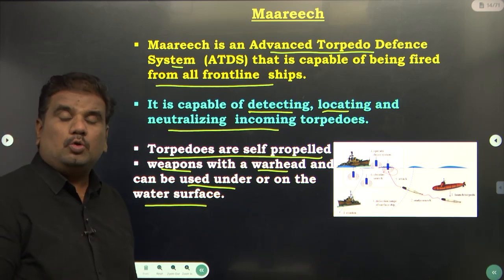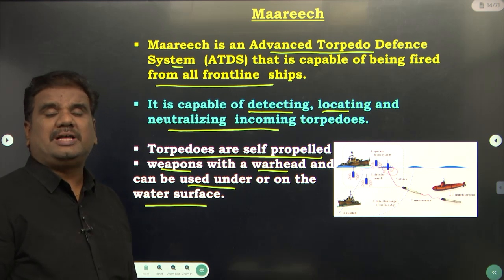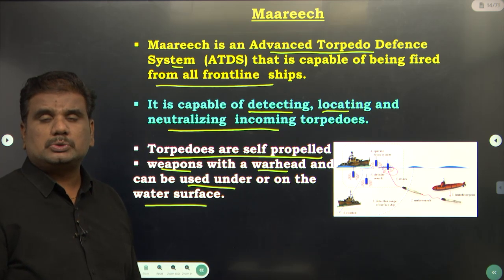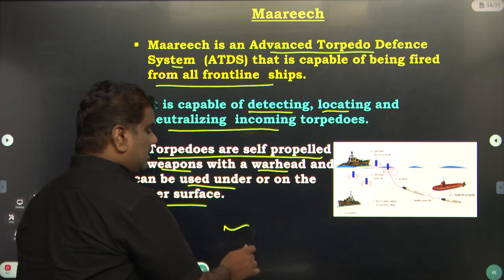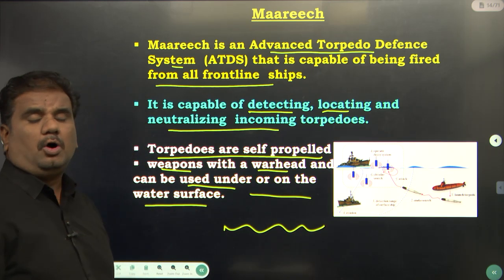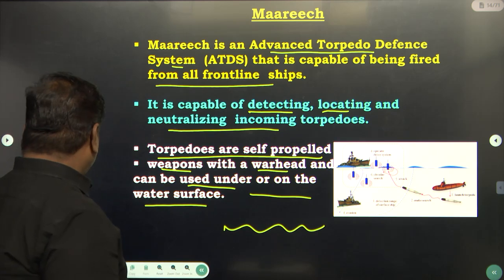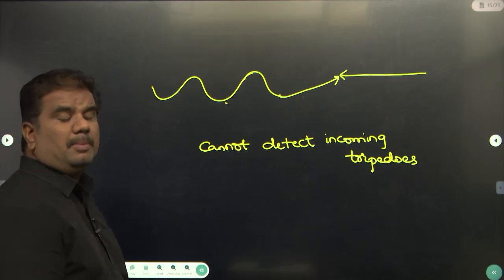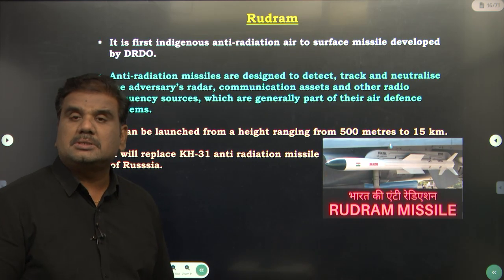They can be used to destroy any submarine. They can be used to destroy even a warship also. It means that these torpedoes can travel inside the water. At the same time, they can travel even on the surface of water also. Now, this particular Marich has been designed and developed by DRDO in recent times.